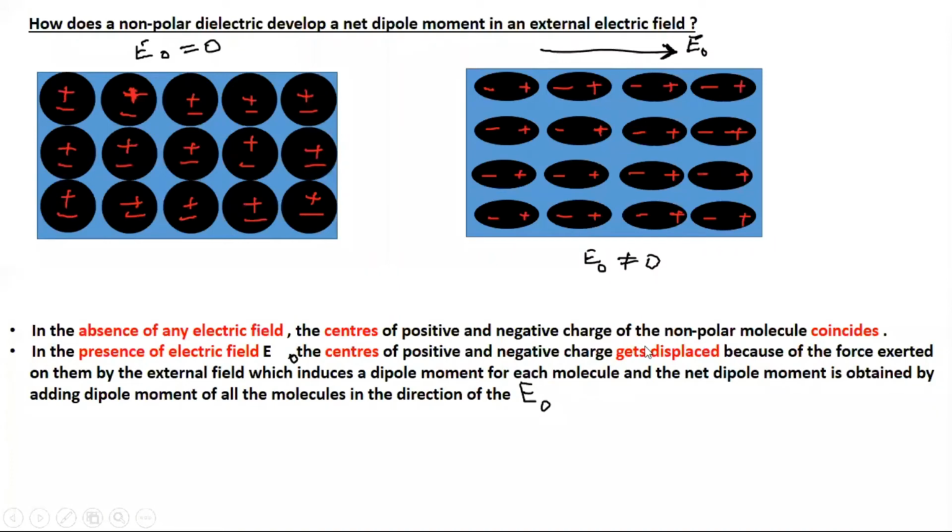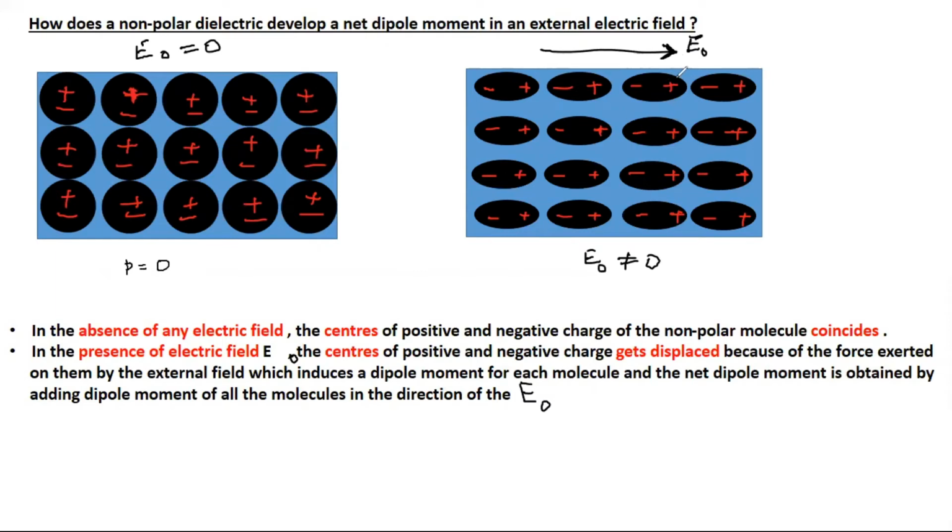So here we will see how a non-polar dielectric substance develops a net dipole moment when it comes under the influence of an external electric field. As you can see here, there are two figures. In this figure, all the positive and negative charges coincide at the same position, and we don't provide any electric field there. That is why E is 0, right?